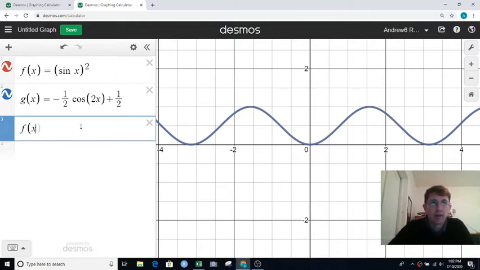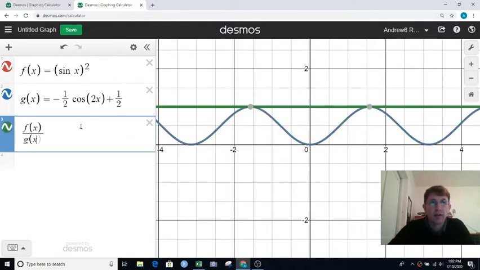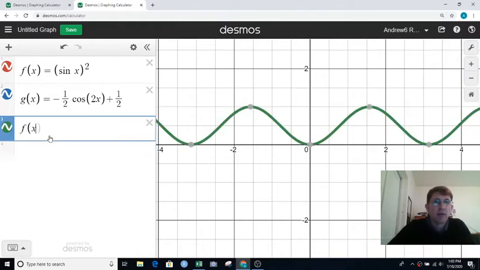Well, we could divide them, and hopefully the ratio would be 1. That looks like it's a constant of 1. Or we could subtract them, and we should get 0. That looks like it's basically 0. So that seems pretty reliable. You might actually remember this as one of the double angle or half angle identities, depending on how you learned it. So let's go back to paper and pencil.